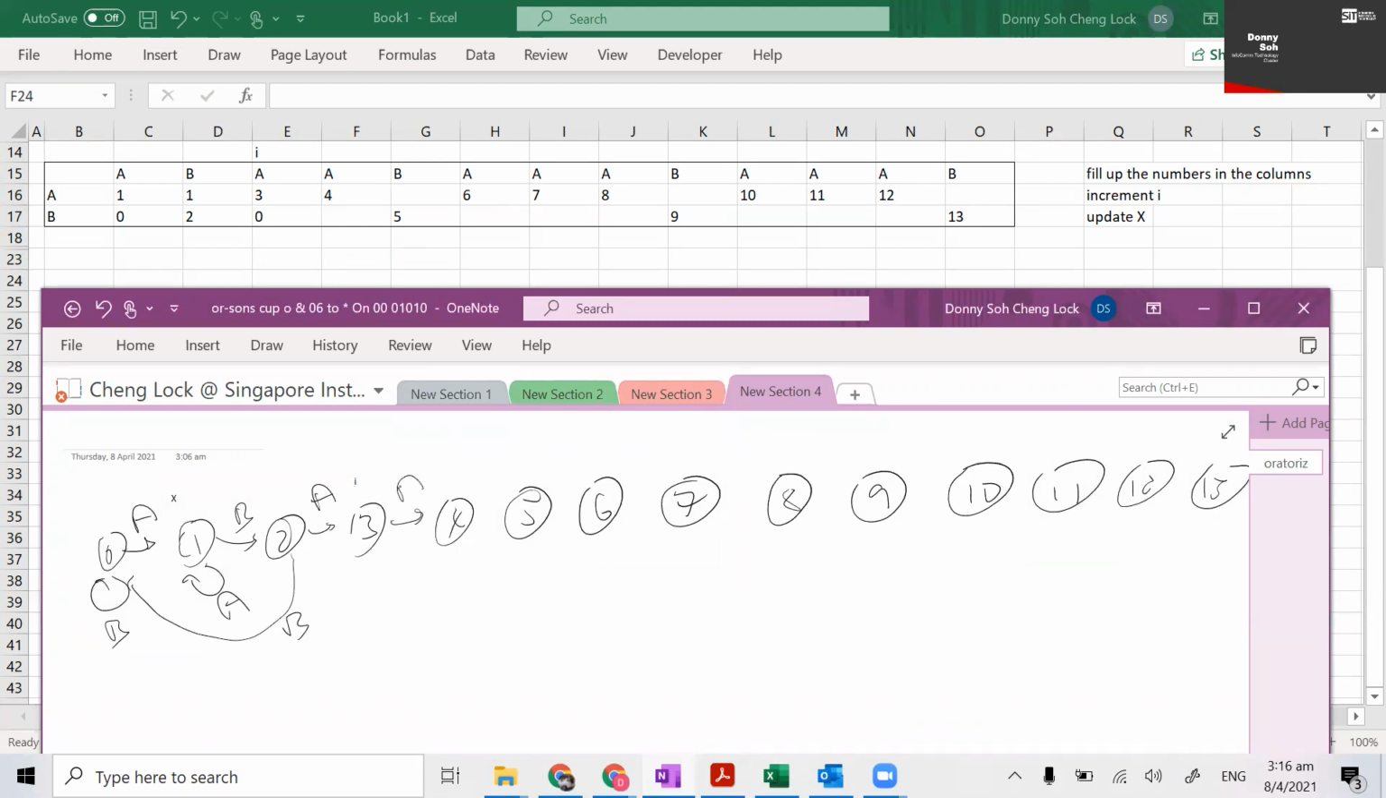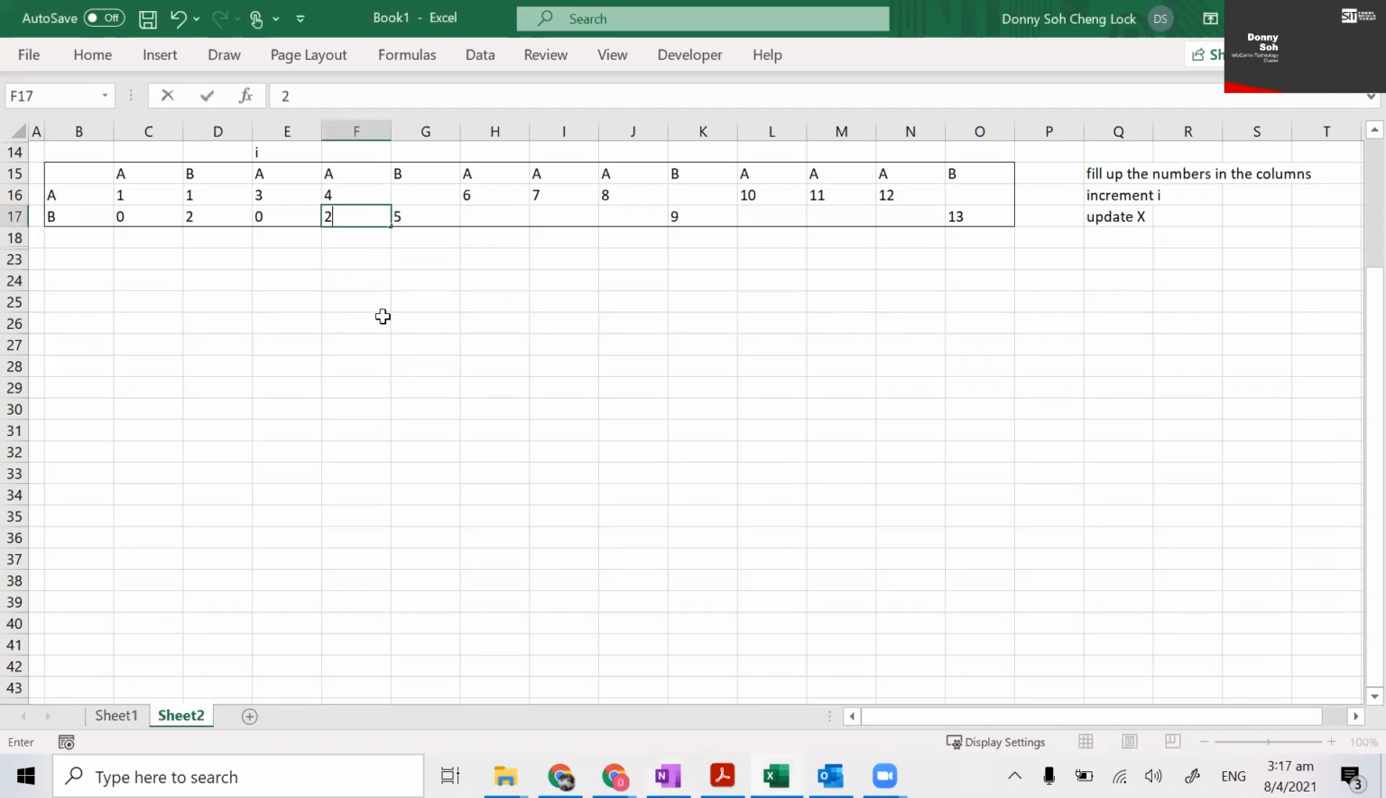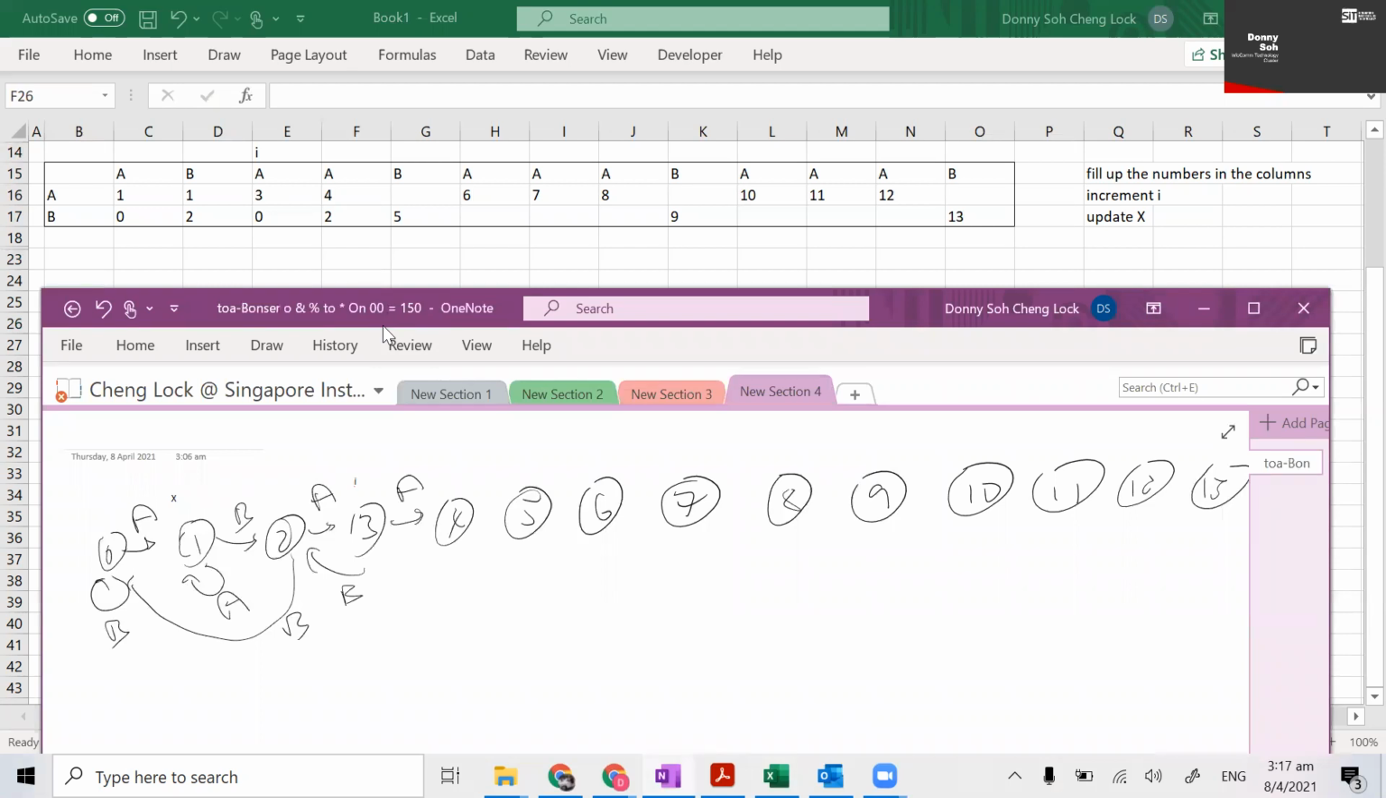This is A. What will happen to state X if I see a B? It will go to state 2. And so at this point, this goes back to state 2. This is a B. So if I update this, this will be 2. And yeah, so that's it.